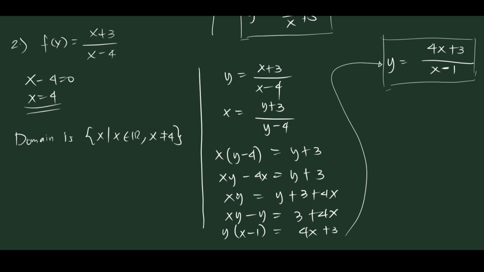Okay, so let's find the domain of this, which will be equal to the range of our original function. So this is x minus 1. So x minus 1 is equal to 0.